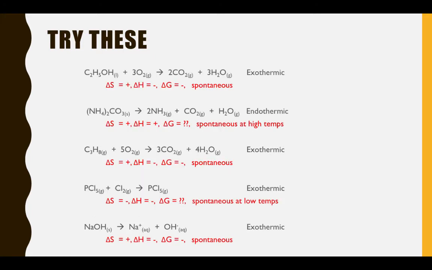Welcome back. Here's what you should have gotten. Notice that in all but two cases, we were able to predict strictly from the signs whether or not delta G would be positive or negative. In the other two cases, we had to consider what values of T will result in a negative delta G.